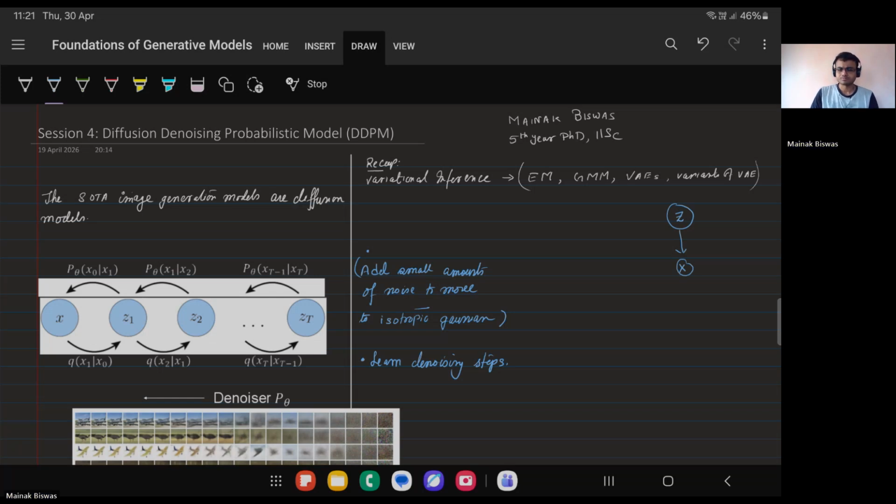Today we'll be continuing with variational inference models. VAEs have been known to do likelihood estimation, generation, and clustering, and they're fairly efficient at doing such things. Today we'll be going one step beyond the VAEs and going towards the state of the art image generation model.